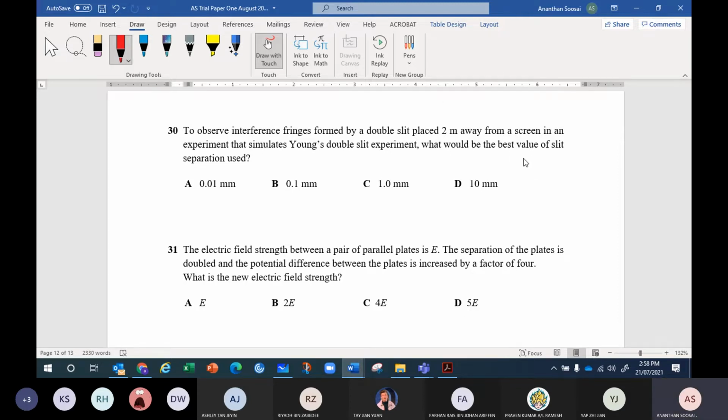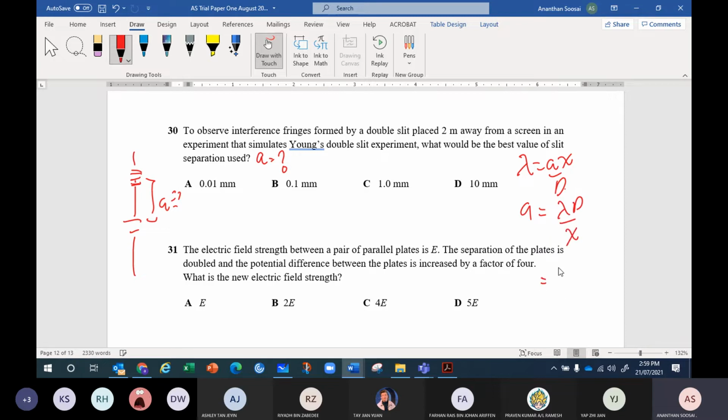Okay, see, lambda equals ax over d. The question is asking for the slit separation. Slit separation is the a. The question asks what a to be used in the double slit so that we get a nice fringe which can be read very clearly. So we're looking for a. So it's lambda d over x.